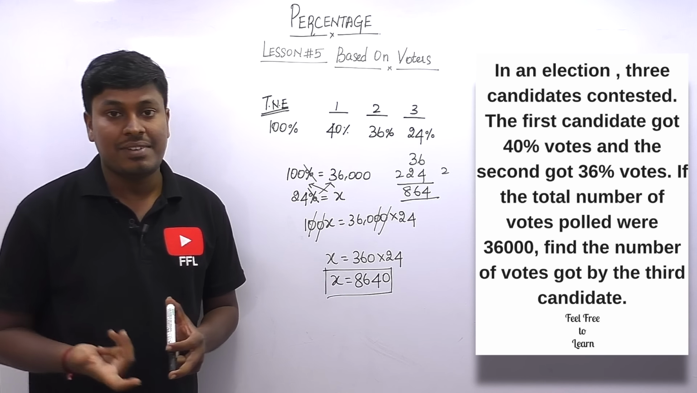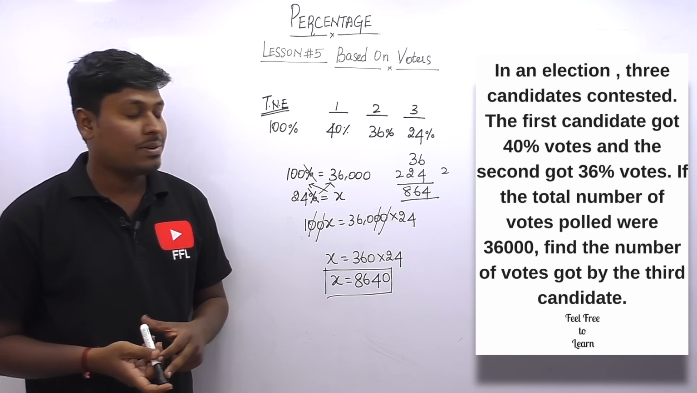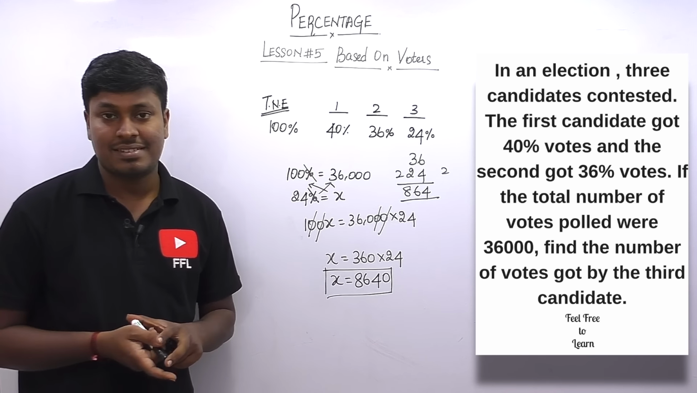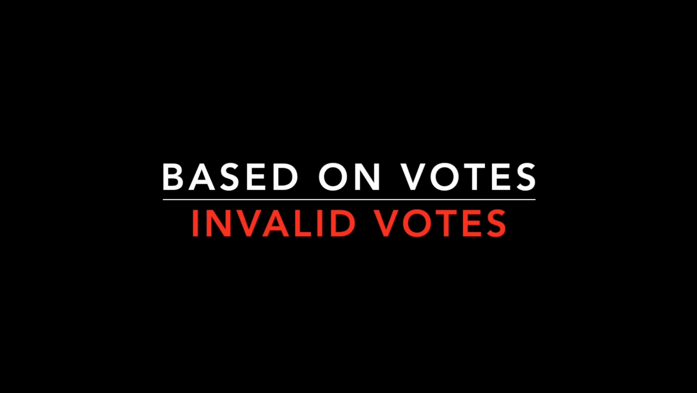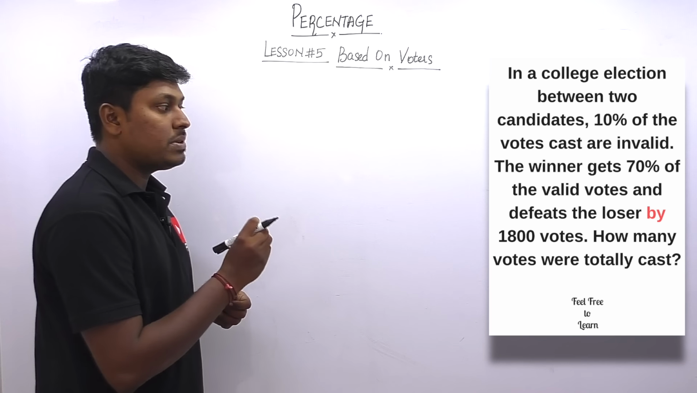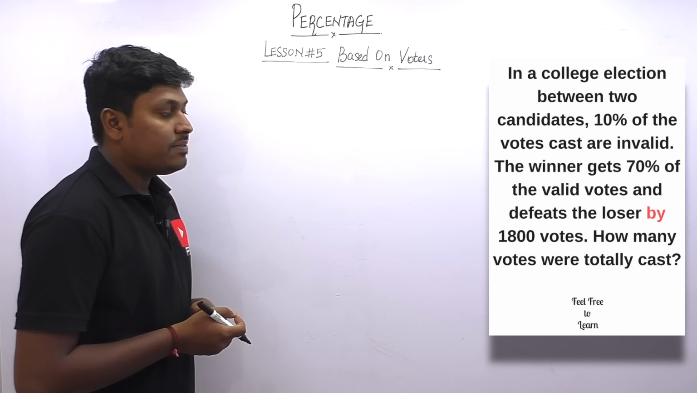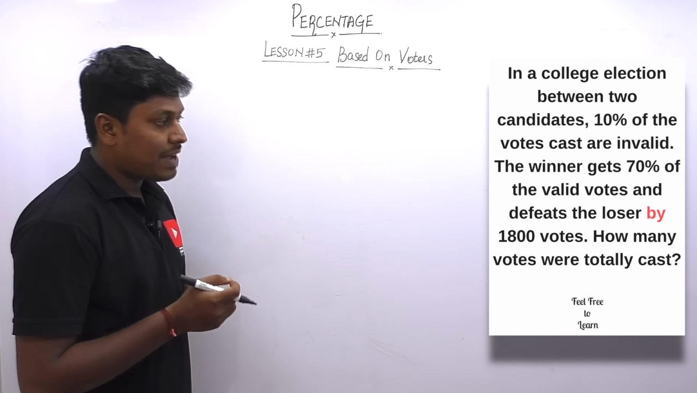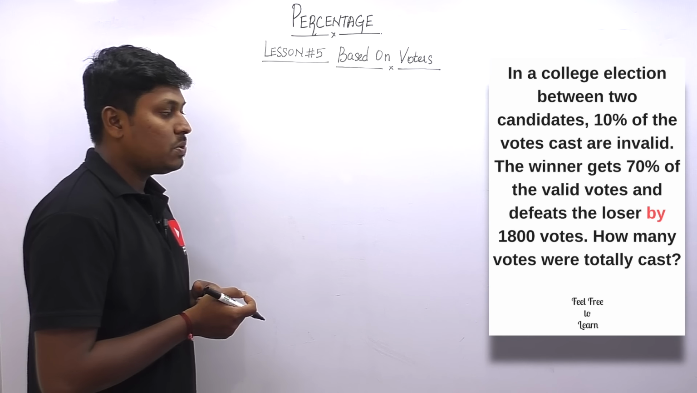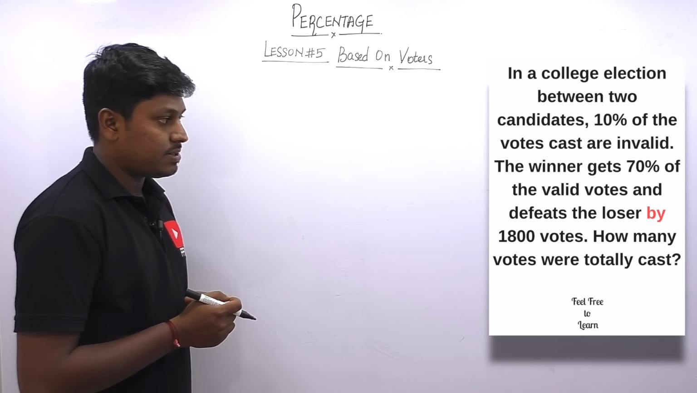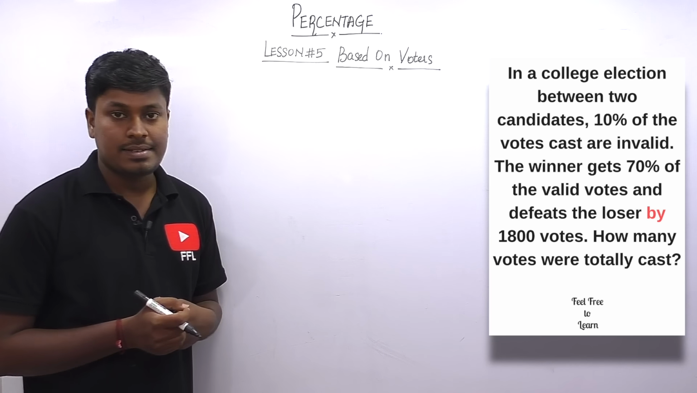Some votes will be invalid. That too will be so interesting. So now let me move on to question number 6. Question number 6. In a college election between 2 candidates, 10% of the votes cast are invalid. The winner gets 70% of the valid votes and defeats the loser by 1800 votes. How many votes were totally cast?